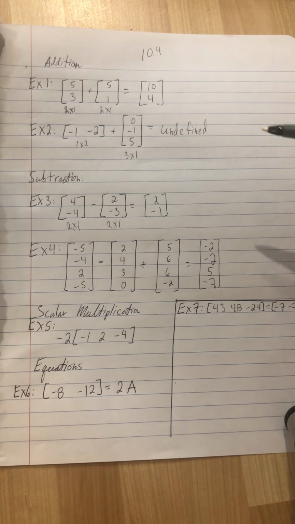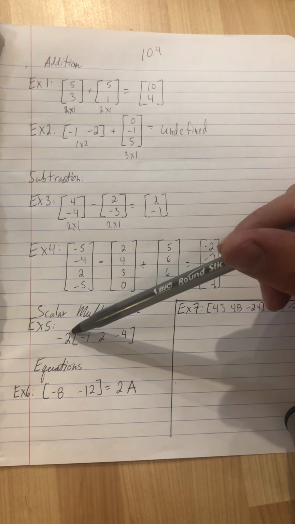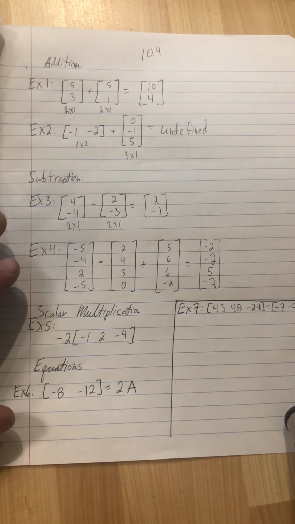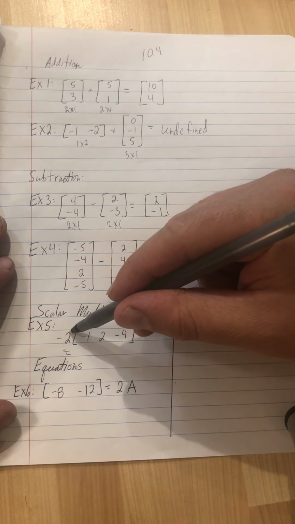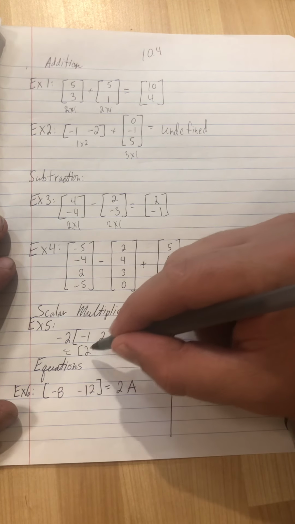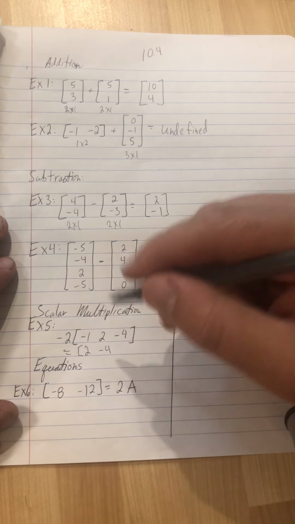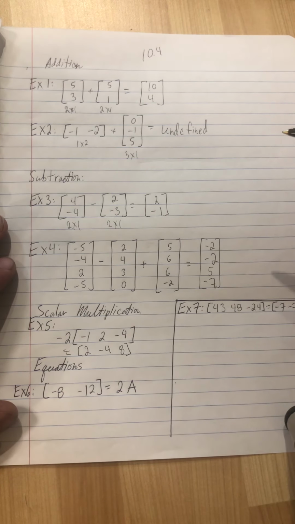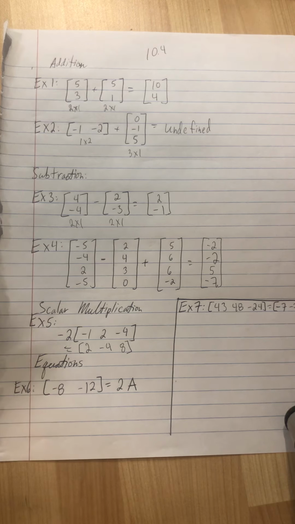Next comes scalar multiplication. Scalar multiplication just means that when you've got a number outside of the matrix, you distribute that number to everything inside of the matrix. So you're going to multiply the negative 2 to all 3. Negative 2 times negative 1 gives you 2. Negative 2 times 2 gives you negative 4. And negative 2 times negative 4 gives you positive 8. So that's scalar multiplication.